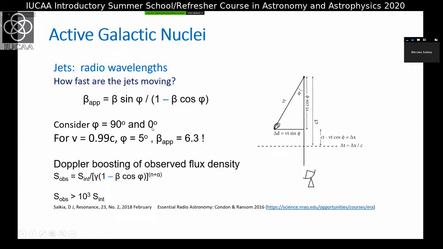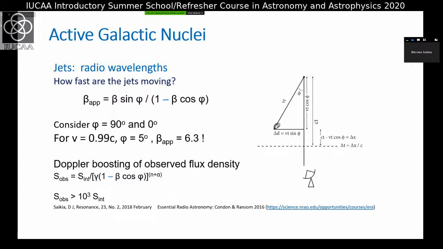Now, when phi is 0, sin phi will be 0. Cos phi is 1, and beta is 0.996. So you get a small number over here, but basically sin 0 is 0, so you'll get beta apparent equal to 0. So can you just physically think as to why, when phi equals 0 degrees, you will not measure your beta apparent is 0?